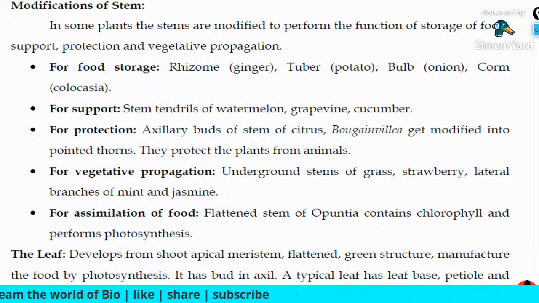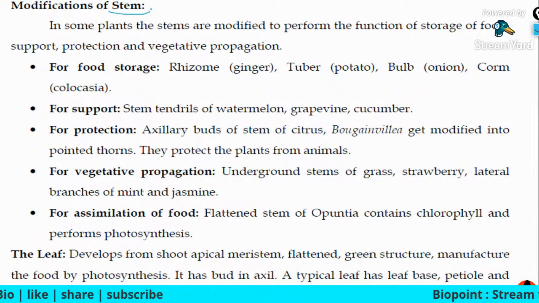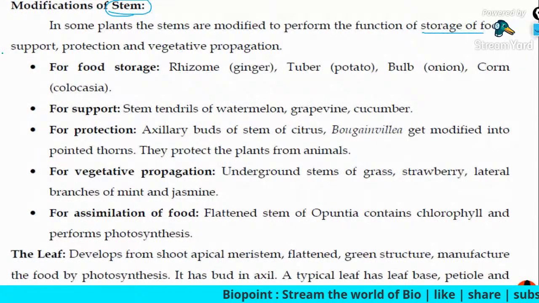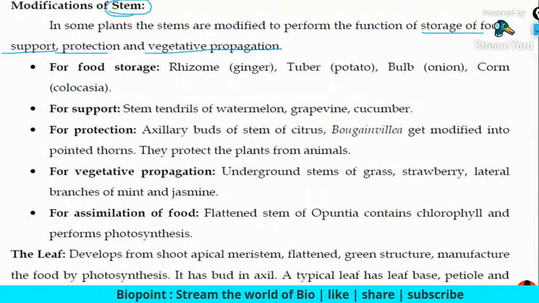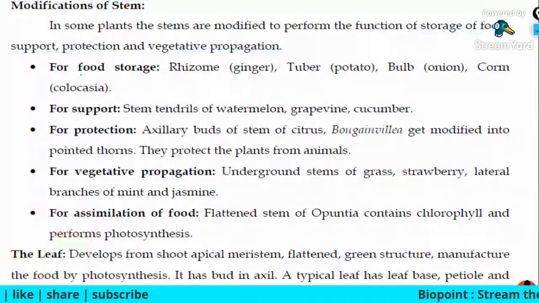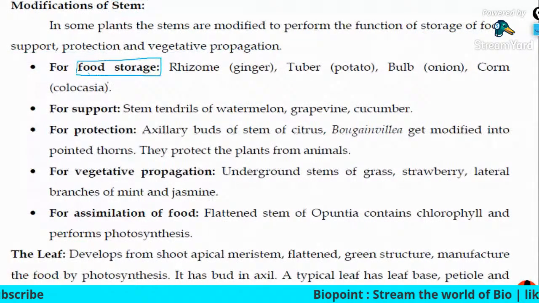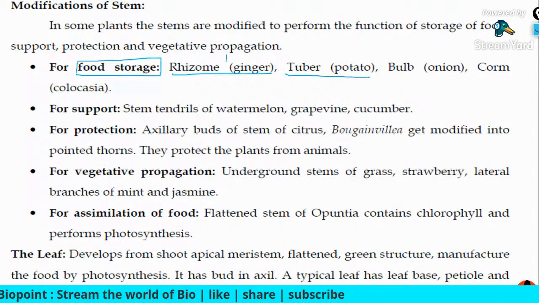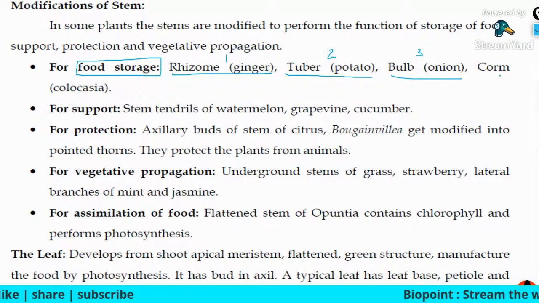So modifications of stem we are going to discuss. In certain plants, they are performing the function of storage of food, support, protection, and vegetative propagation. So let's get started right from the beginning. For food storage, take it down each and every point. Food storage: rhizome in ginger, number 1. Tuber in potato, number 2. Bulb in onion, number 3. Corm in colocasia, number 4.